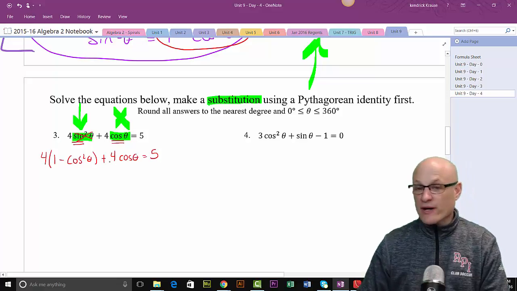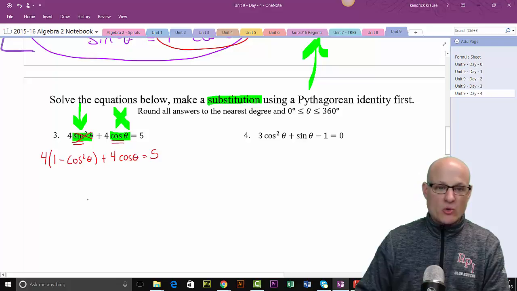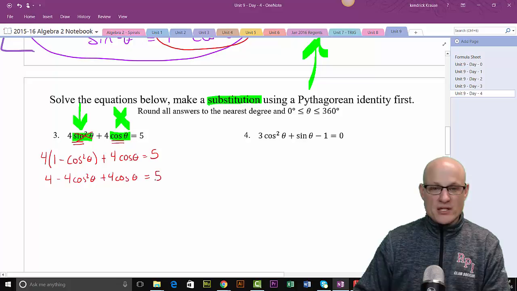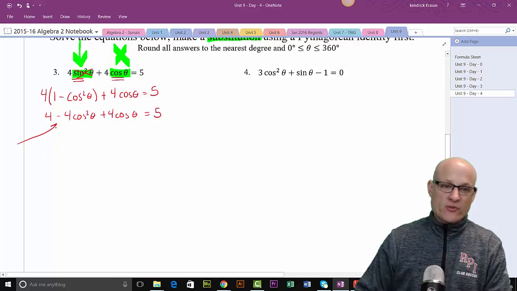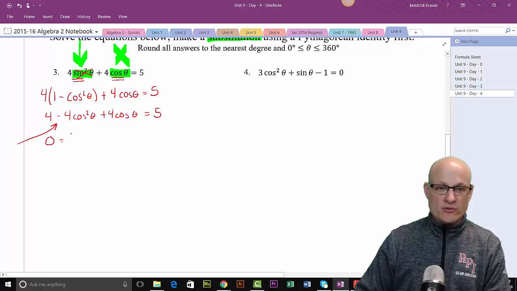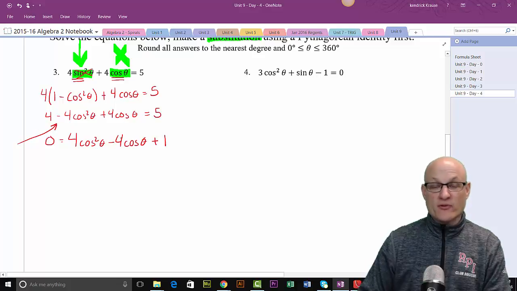All right, now I've got a quadratic, and we're going to solve this exactly the way we solved all quadratics. Let's see, we distribute, we get 4 minus 4 cosine squared theta plus 4 cosine theta equals 5. This is a negative squared term, so I want to move everything to the right side, so the left side is going to become 0. 0 is equal to 4 cosine squared theta minus 4 cosine theta plus 1. When I moved all that stuff over, that's what I get. All right, now I've got to factor.